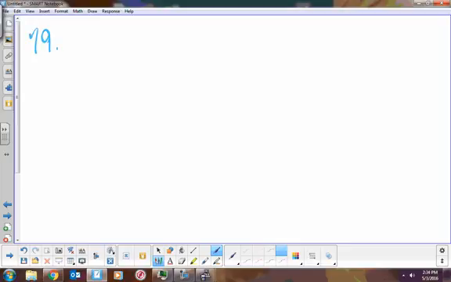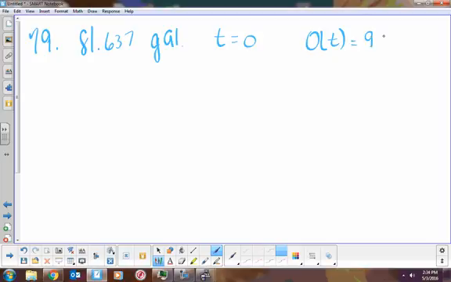A spherical tank contains 81.637 gallons of water. Maybe not. At t equals 0. What does that mean? That's your initial condition. Okay. For the next 6 minutes, water's flowing out of the tank. So I'm going to call this O of t for what? Out. O of t is equal to 9. And this is going to be sine square root of t plus 1. And that's gallons per what?